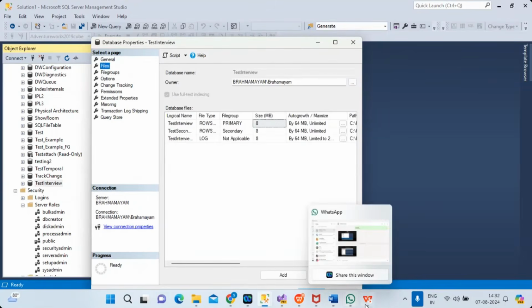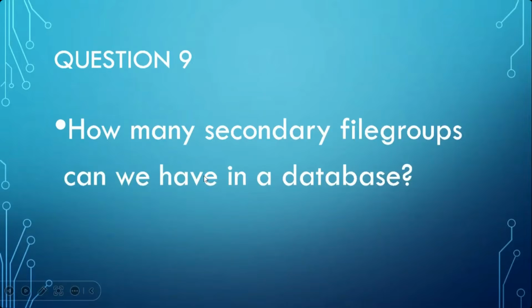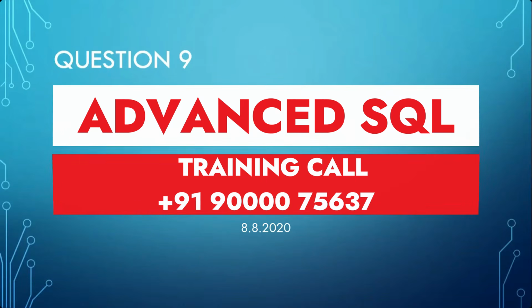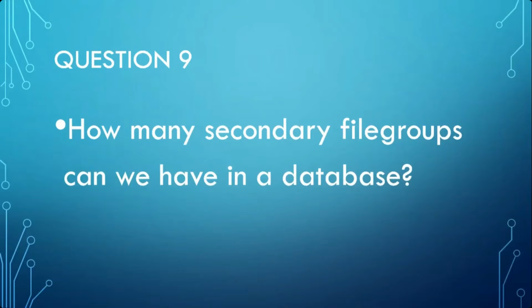So if the question comes, how many secondary file groups can we have in a database? More than one. The maximum number depends on the version. It is given in the document maximum capacity specification. So there will be a document which will talk about the maximum capacity specification. Okay. Now let's move on to the next one.